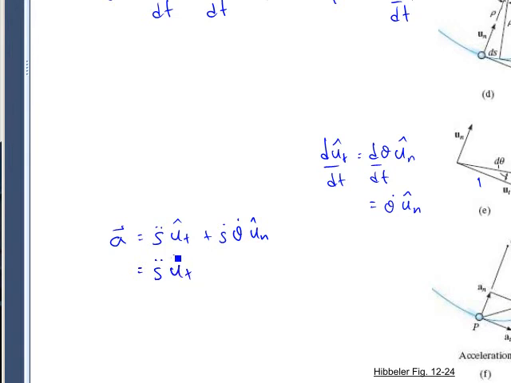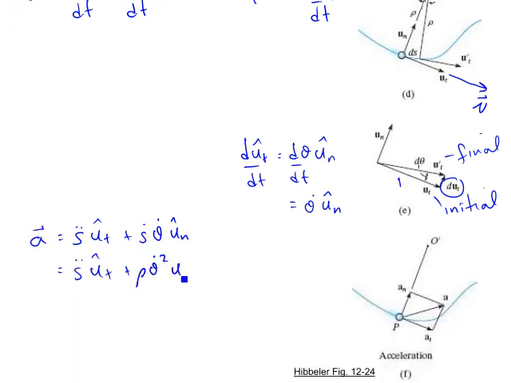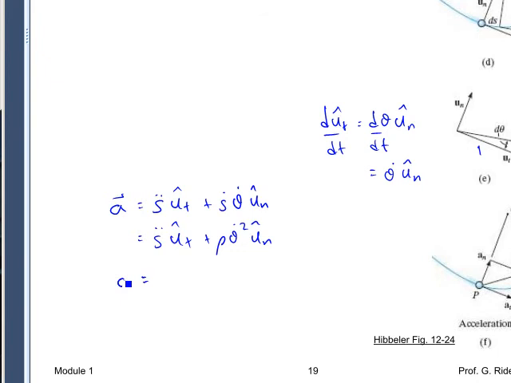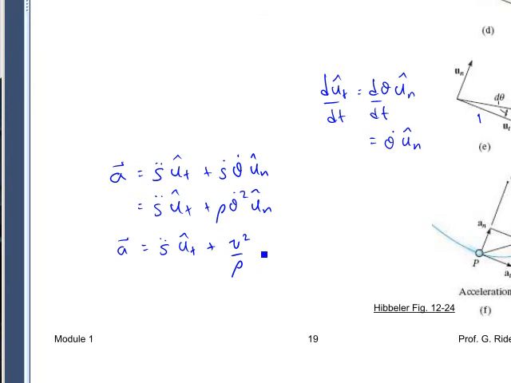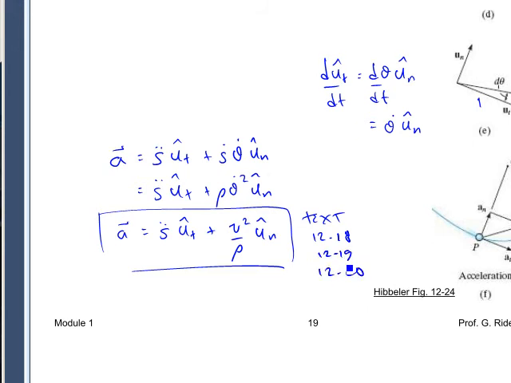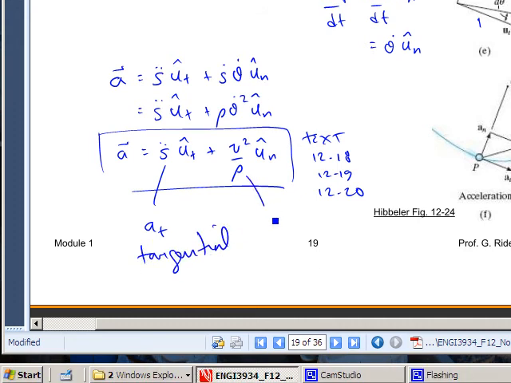We can write that as s double dot ut plus, well, s dot we said up here was rho theta dot, so we can have a rho theta dot squared un, and that magnitude is going to look a lot like the r theta dot squared we saw from the polar coordinate days. And we can also express this normal acceleration as v squared over rho, because v is rho theta dot. Okay, so I'll put that in a box, and in the text, that's equations 12-18, 12-19, and 12-20, where they identify this s double dot as tangential, and they identify the v squared over rho as normal. So there's normal and tangential acceleration in normal tangential components.